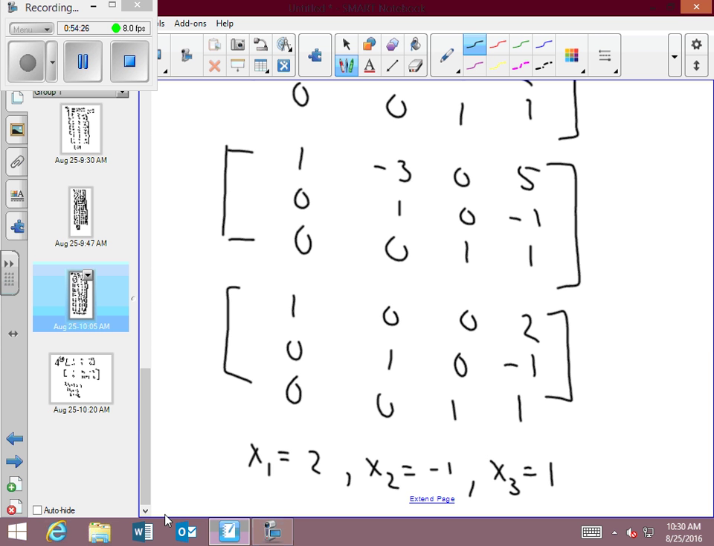It says a pivot position in a matrix A is a location in A that corresponds to a leading one in the reduced echelon form of A. A pivot column is a column of A. Since we didn't switch any columns or rows, in this reduced echelon form, this is a pivot for that row, this is the pivot for that row, and that's a pivot for that row.